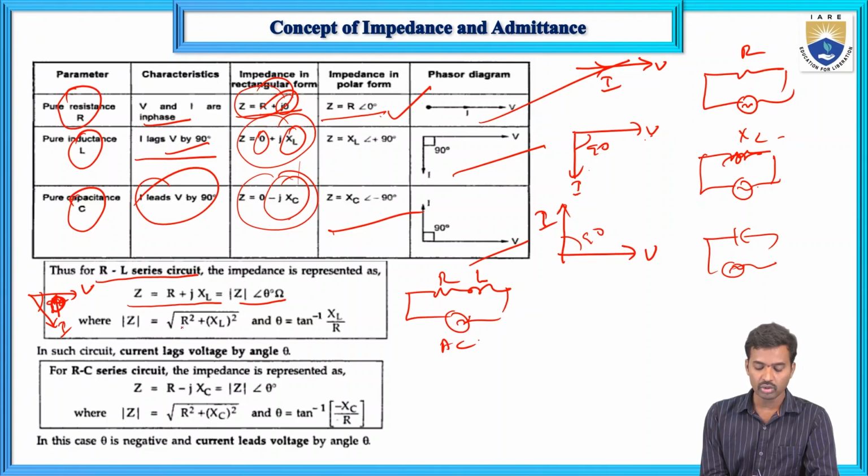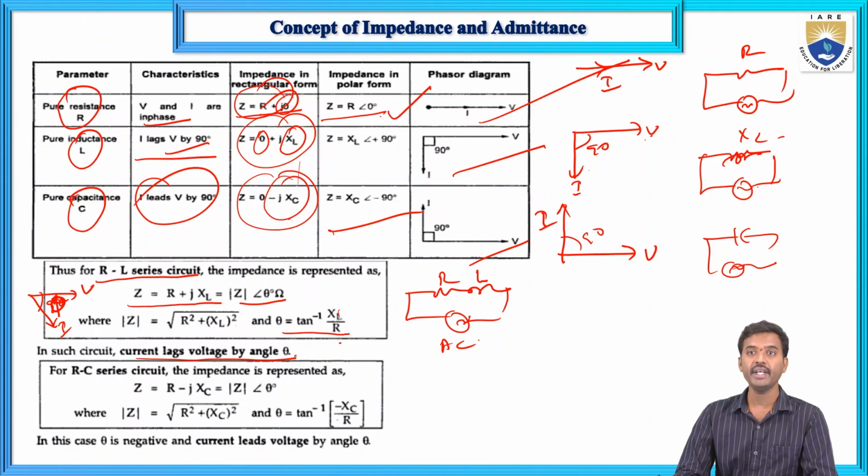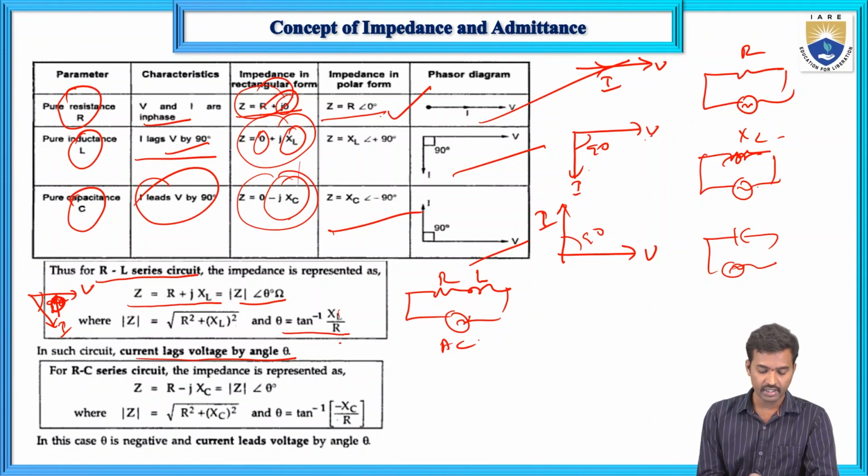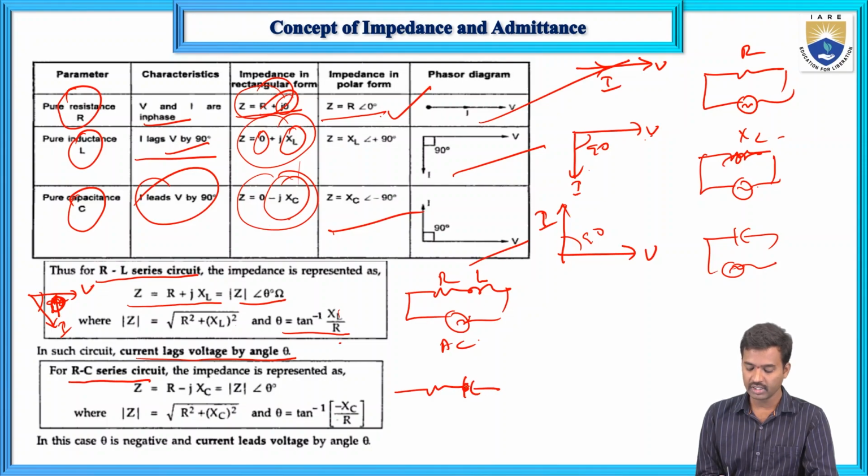So now here Z equals R squared plus jX squared. So now here the angle is tan inverse of XL by R. So current lags voltage by some angle. That angle is theta.